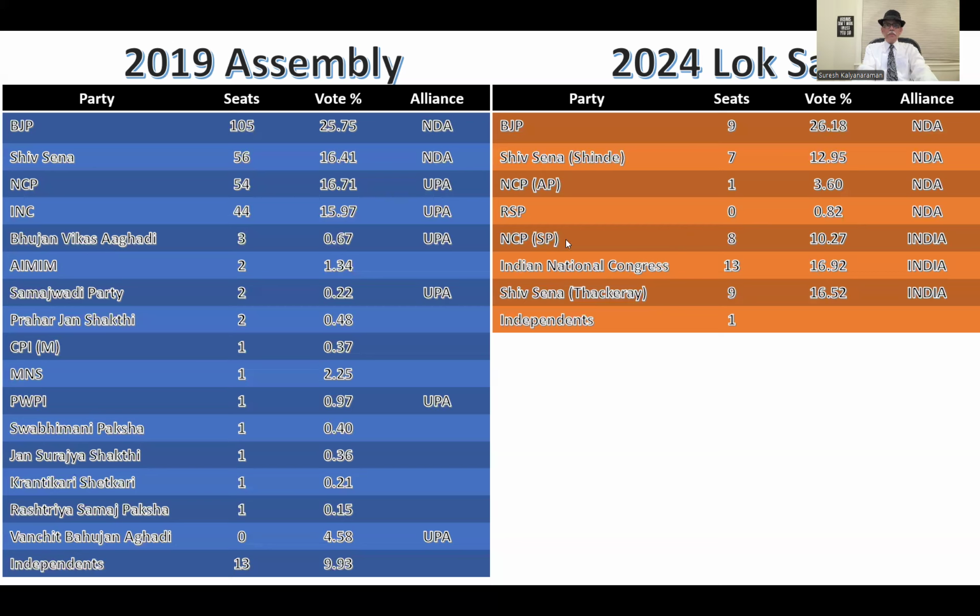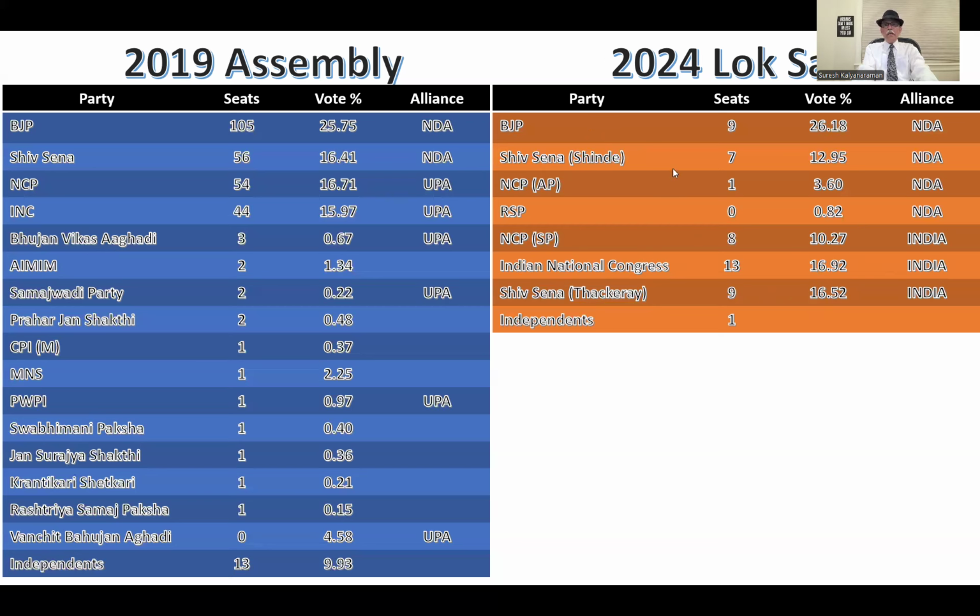Then from the India Alliance perspective, NCP Sharad Pawar got 8 seats with 10.27%, and Congress got 13 seats with 16.92%, and Shiv Sena Thackeray faction got 9 seats with 16.52%. This is how the 2019 Assembly elections and the 2024 Lok Sabha elections panned out.